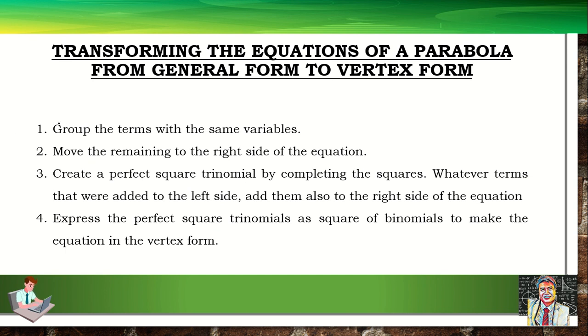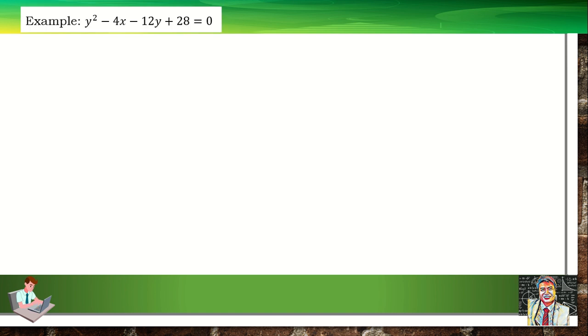Group the term with the same variables. Yun yung una. Next, move the remaining to the right side of the equation. Next, create a perfect square trinomial by completing the squares. Whatever terms that were added to the left side, add them also to the right side of the equation. And then express the perfect square trinomial and square of binomials to make the equation in the vertex form. So, apat lang yung rules natin. Proceed tayo dun sa given example.